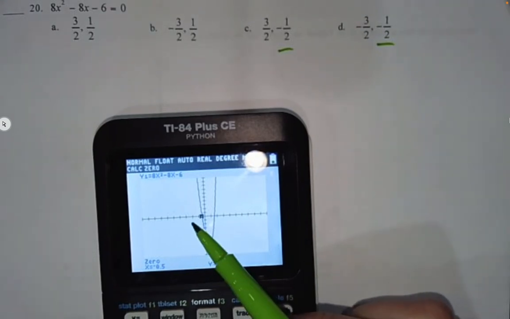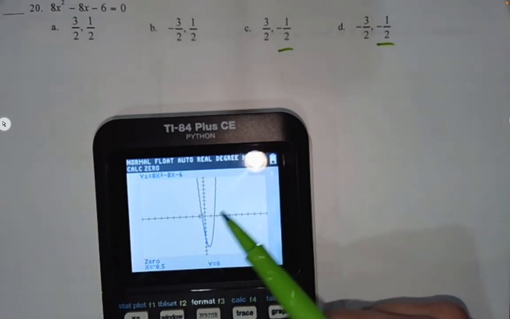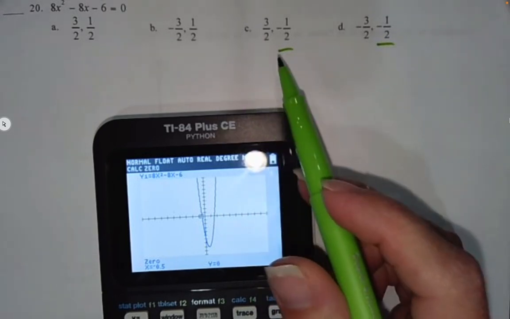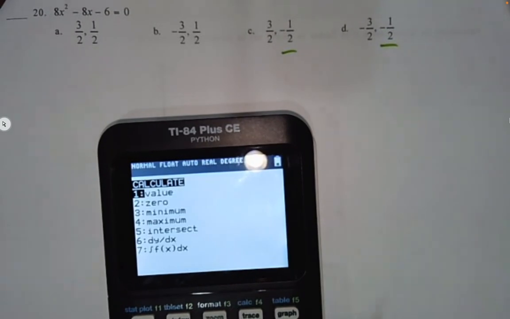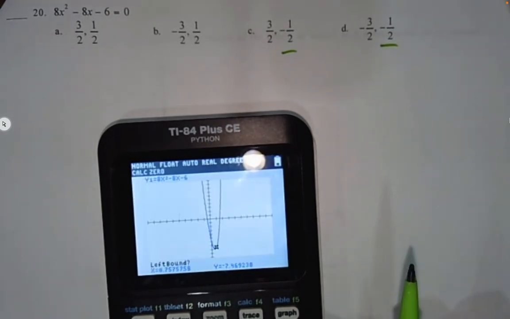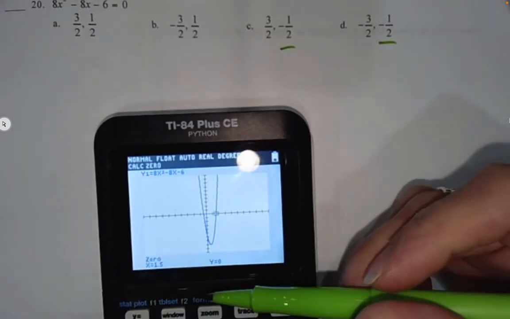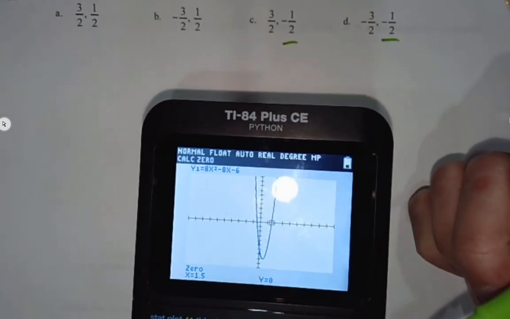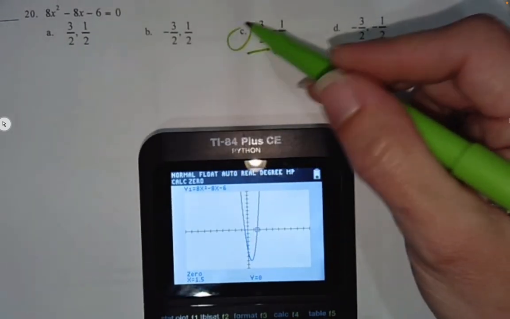So it's either this one or this one. Well, what's the other one going to be? What do y'all think it's going to be? I think it's going to be positive 3/2, but we'll go check it. Second trace, number 2. I'm looking for that one right there. I go to the left, the right, and back to it. And it says 1.5, which is what number? 3/2. Okay?